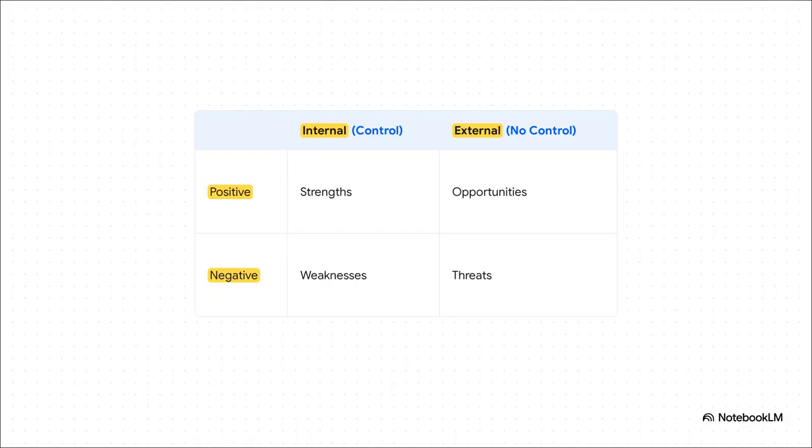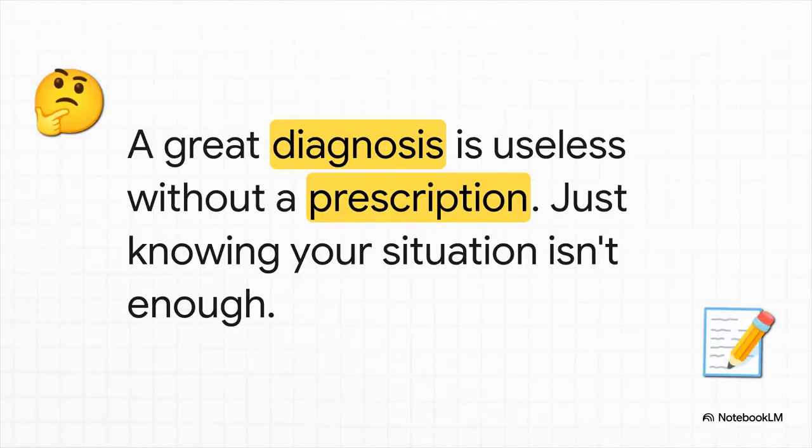Now, what's really important to see on this slide is that fundamental split. On one side, you have the internal stuff, your strengths and weaknesses. These are things the company can, for the most part, control. And on the other side, you have the external world, the opportunities and threats, which are forces you have to react to. And you know, this is exactly where a lot of companies get stuck.